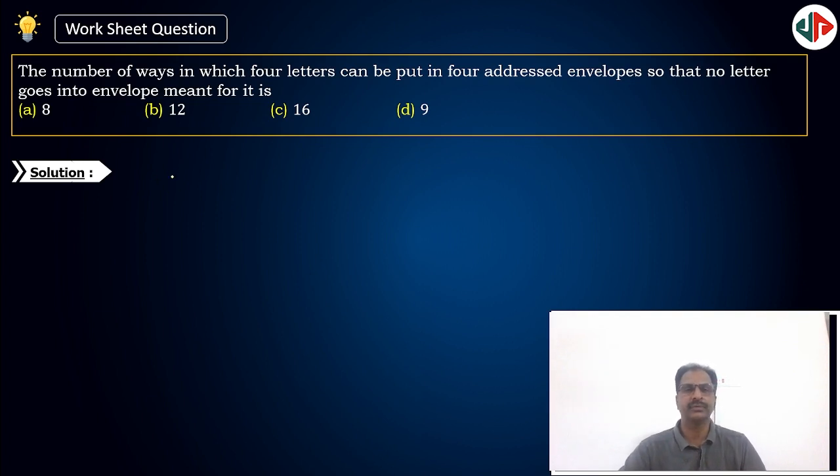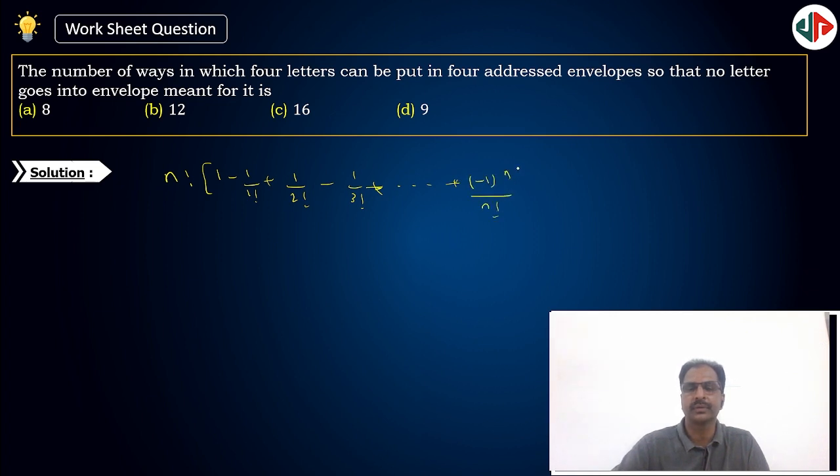Next question. The number of ways in which 4 letters can be put in 4 envelopes so that no letter goes into the envelope meant for it. This is a derangement question. And we have a shortcut formula for the number of derangements like this: n factorial into 1 minus 1 by 1 factorial plus 1 by 2 factorial minus 1 by 3 factorial plus and so on, up to minus 1 whole power n by n factorial. Here n is equal to 4 for us. So out of 4 letters, no letter goes into the envelope meant for it.